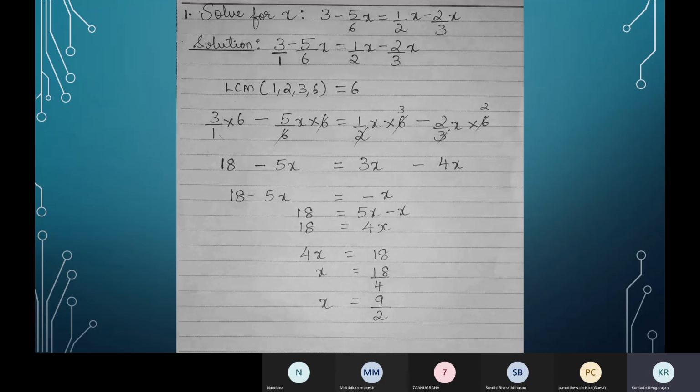So how to multiply 2x and 2? Multiply the numbers. 2 into 2, 4. X as it is, 4x. 2 into 2, 4, 4x. That's it.